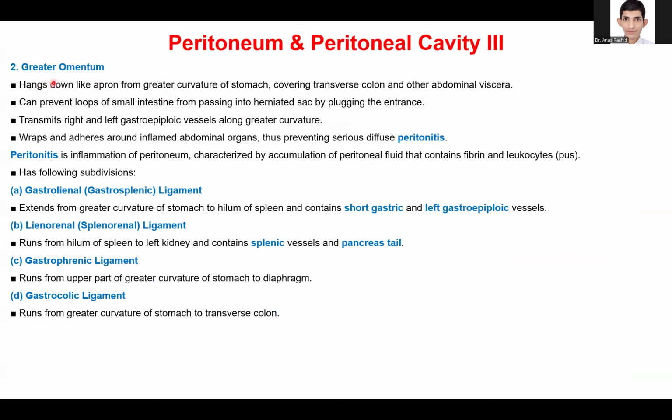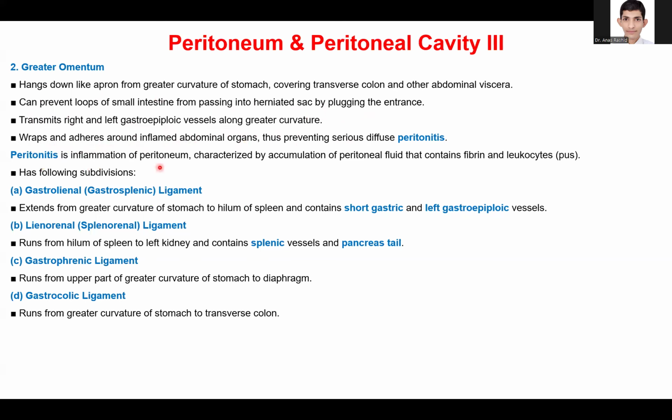Greater omentum hangs down like an apron from the greater curvature of the stomach, covering the transverse colon and other abdominal viscera. It can prevent loops of small intestine from passing into a herniated sac by plugging the entrance. It transmits right and left gastroepiploic vessels along the greater curvature, and wraps and adheres around inflamed abdominal organs, thus preventing serious diffuse peritonitis.